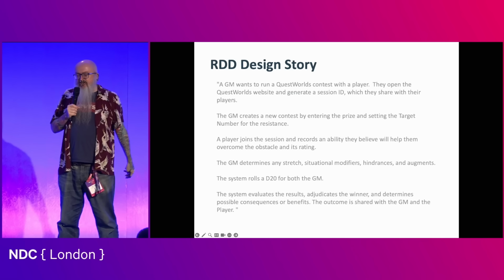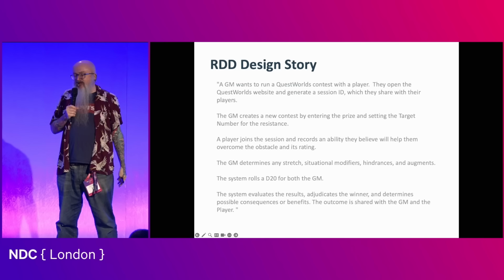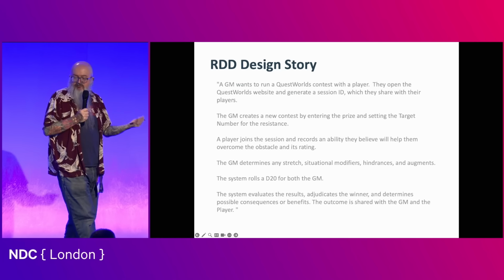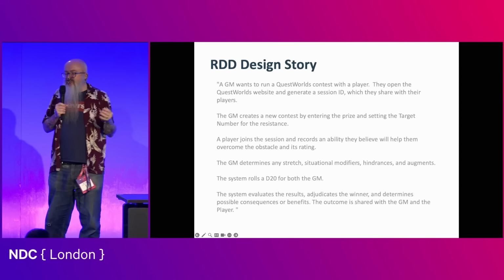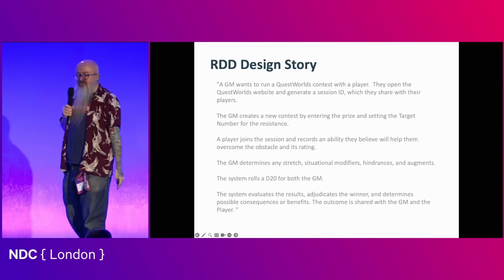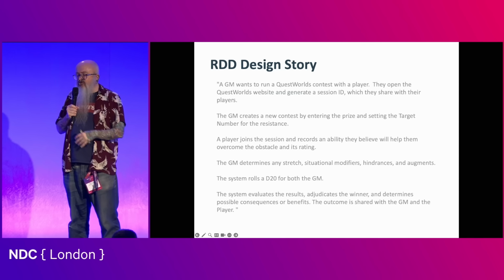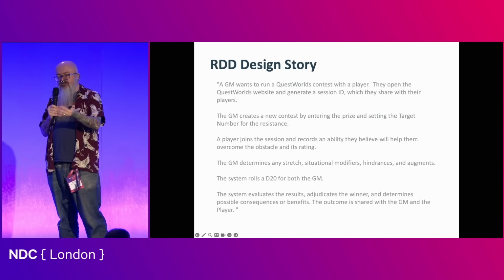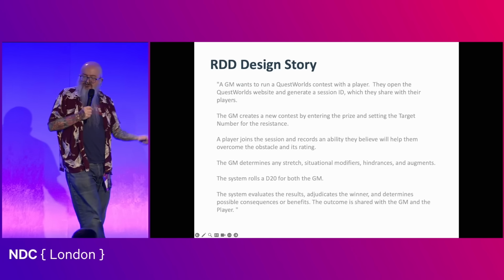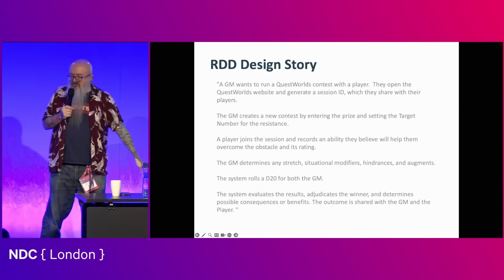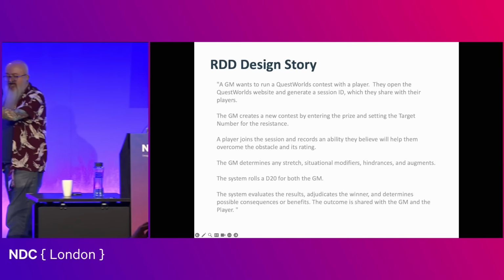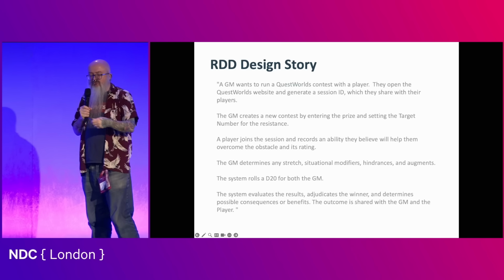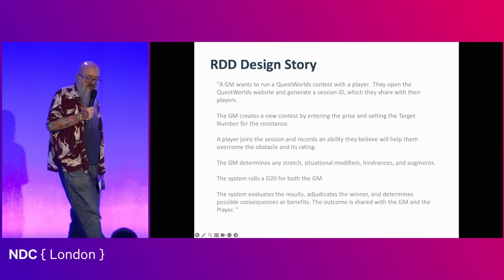So roughly, the GM wants to run a Quest Worlds contest with a player, and opens the Quest Worlds website. This is what we want to build. It generates a session ID, which they share with their players. The GM creates a new contest, entering the prize and setting the target number for the resistance. The player joins the session, records the ability they believe will help them overcome the obstacle and its rating. The GM determines any stretch, situational modifiers, hindrances, and arguments, and then the system rolls a D20, a 20-sided die, for both the GM and the player. The system evaluates the results, adjudicates the winner, and determines the possible consequences or benefits. The outcome is shared with the GM and the player.